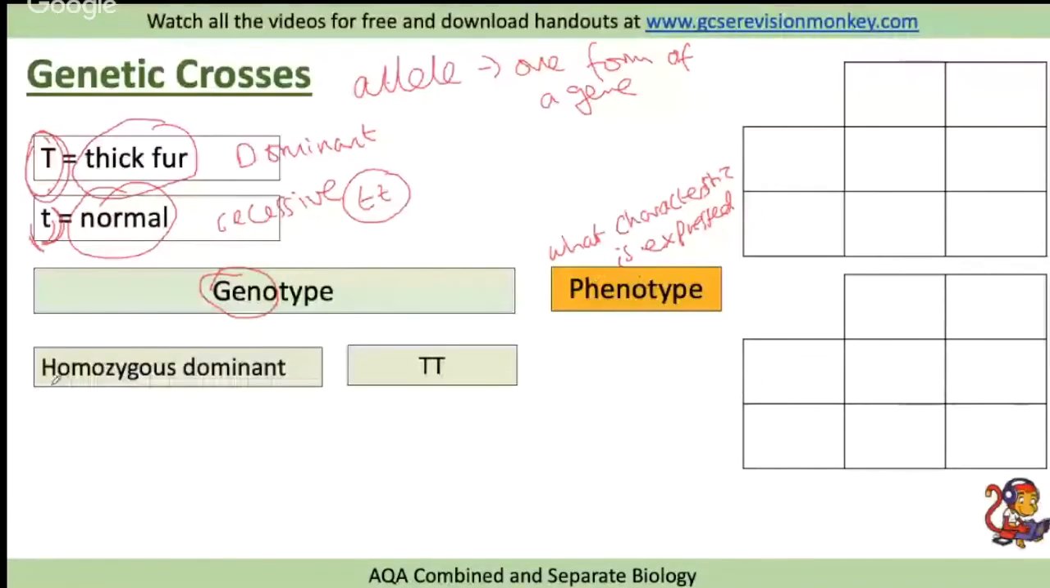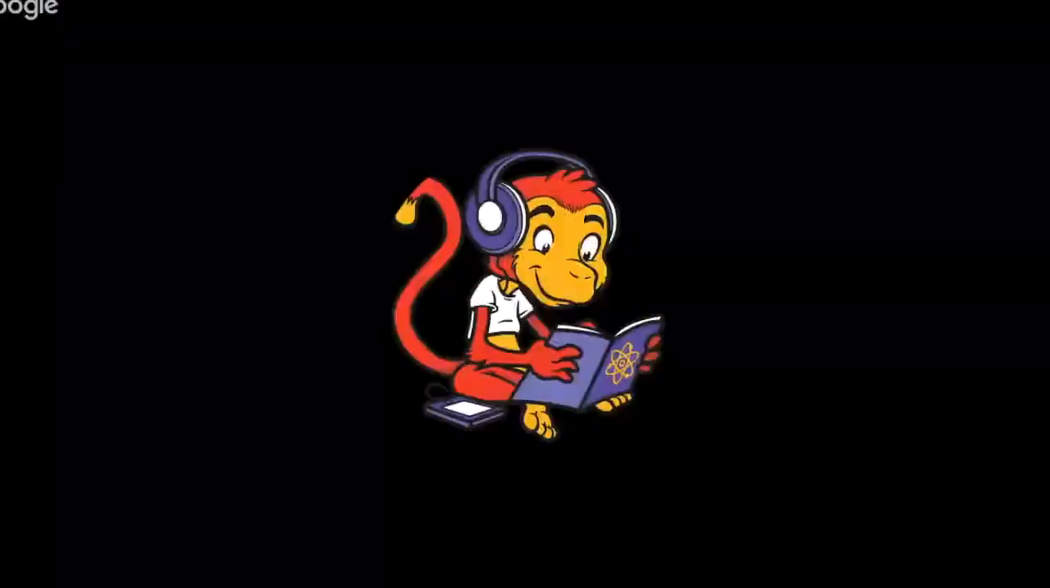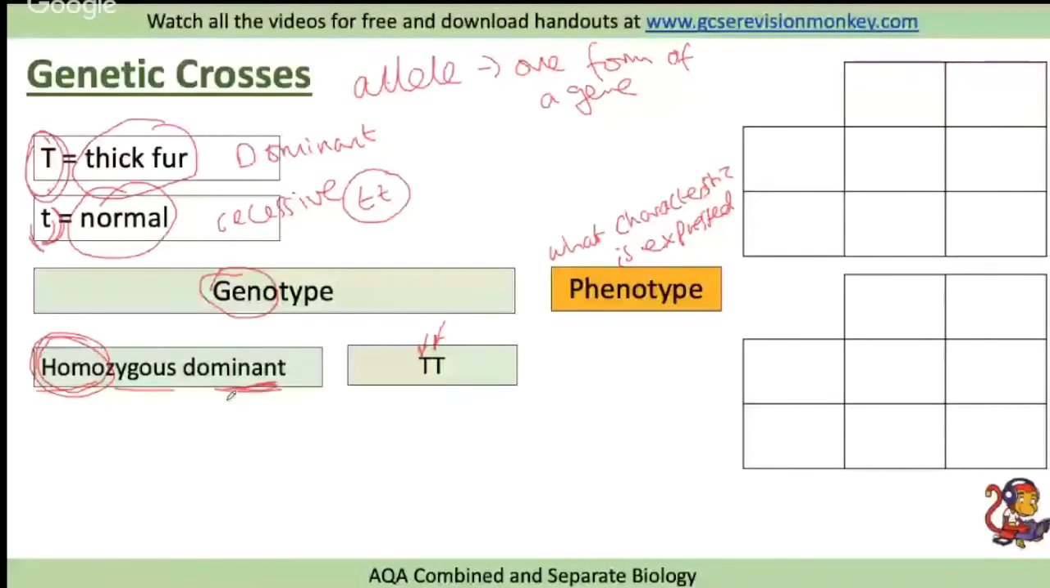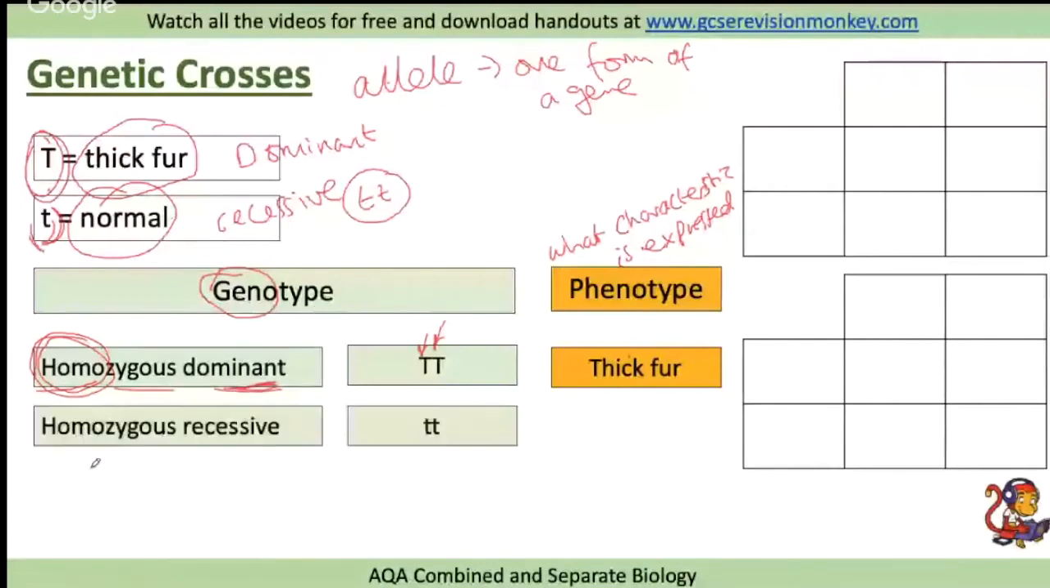So let's have a look for this one. Homozygous dominant. That means homo is the same, okay? So two of the same dominant. That would give a phenotype of thick fur in this case, because that's the dominant allele. Then homozygous recessive, which means two of the same, so two lowercase letters. And this is the only opportunity for you to get a normal fur mouse.